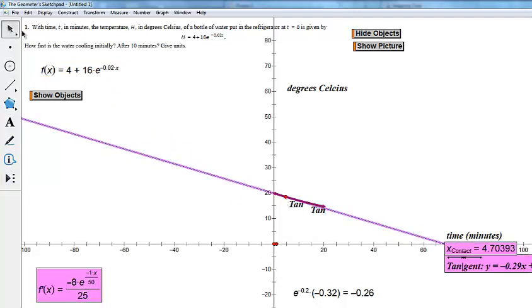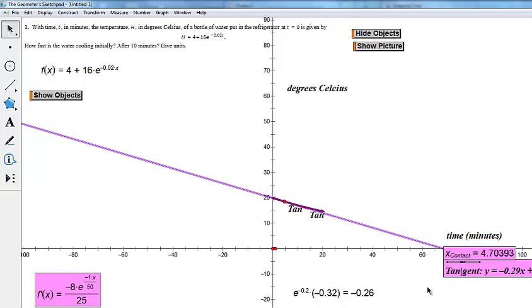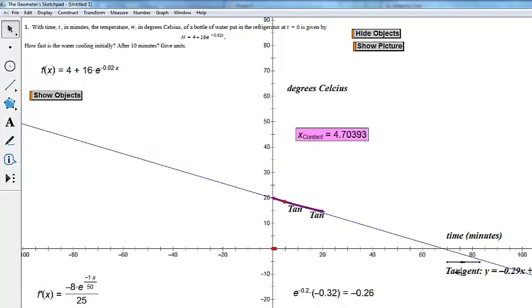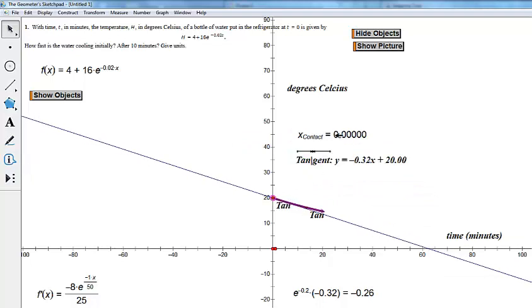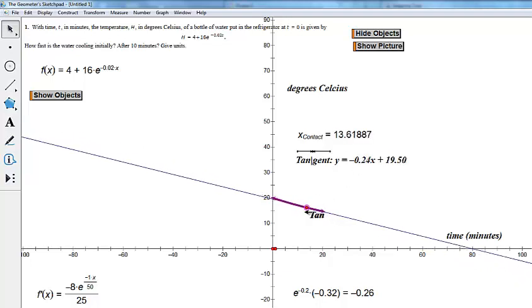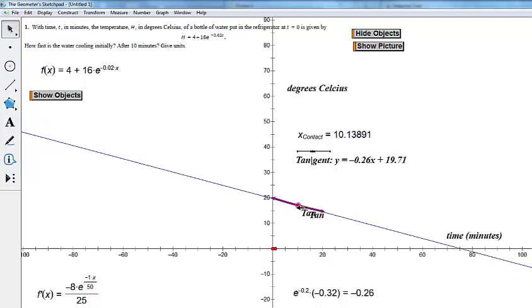So put this tangent line here, and we see that when I started here at 0, the slope of that tangent line is negative 0.32, as we figured out. And then when I move it down here to 10 minutes, about 9.95, that's probably about as good as I'll get it. It's negative 0.26. So I hope these two help you understand.